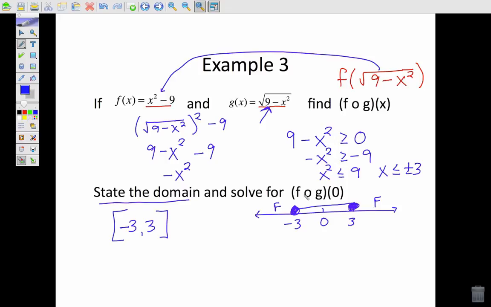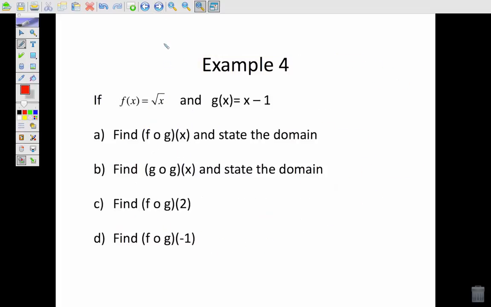Okay, finding f of g of 0. Since this is f of g, I can put the 0 into the expression that I found. So f of g of 0 is equal to negative 0 squared. All right. There's a true composition here where you have to deal with your domain because of my original function. I had to restrict my domain.